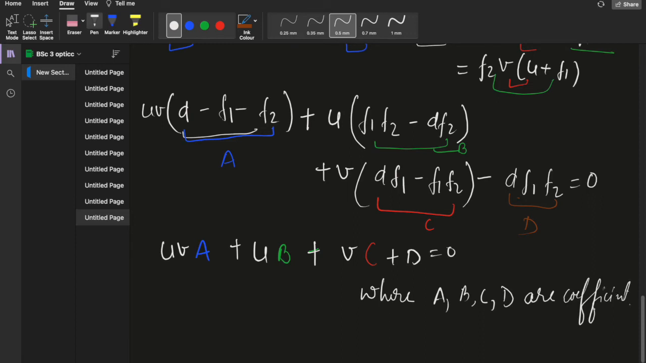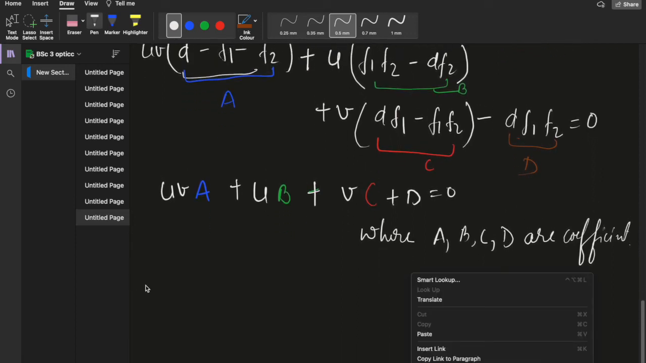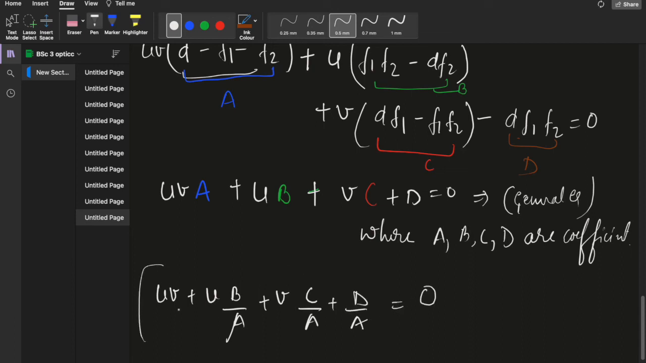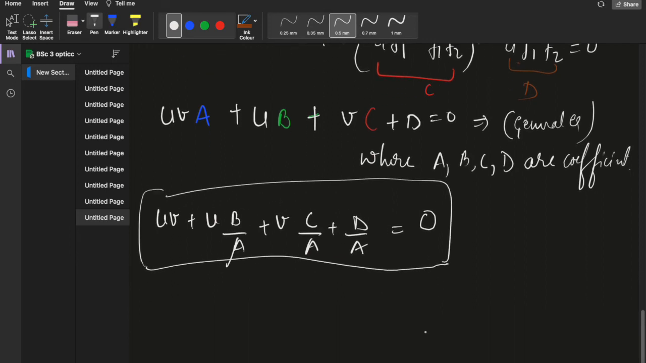All right, just to simplify, I write uv plus u, I can write b upon a. Just divide this equation. This is the main equation, say the general equation. So uv plus u b upon a plus v c upon a plus d upon a is equal to 0. So this is a simplification of our generalized equation.